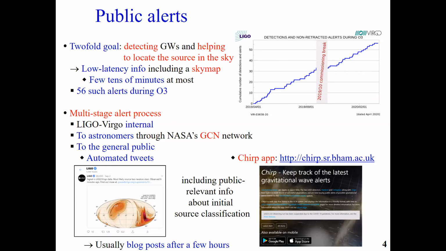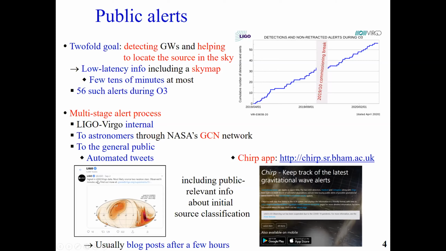So in low latency, that is within a few tens of minutes at most, following the online analysis of the data, we send those alerts that include a sky map, like the one you can see at the bottom left of the slide. So as I said, 56 during O3, and you can see how that number increased with time. So this goes through a multi-stage process, obviously first internal to LIGO and Virgo, and then once the trigger has been validated, has been vetted by humans, we send it to the astronomer community through the GCN network.